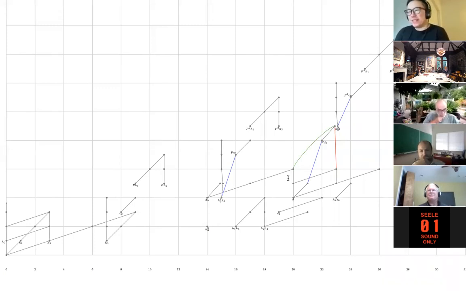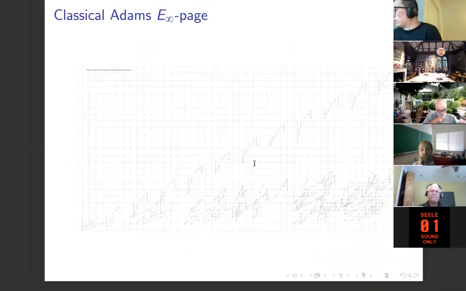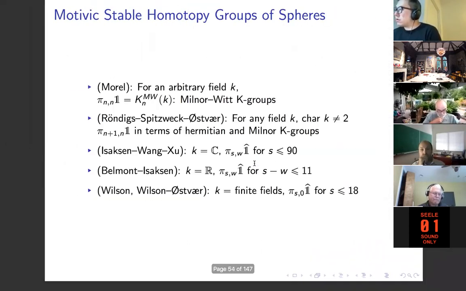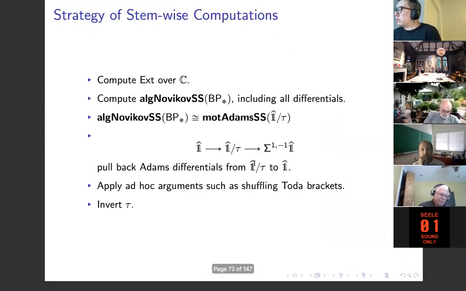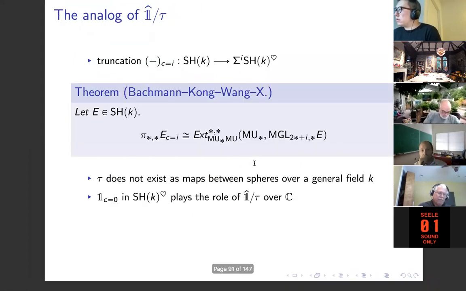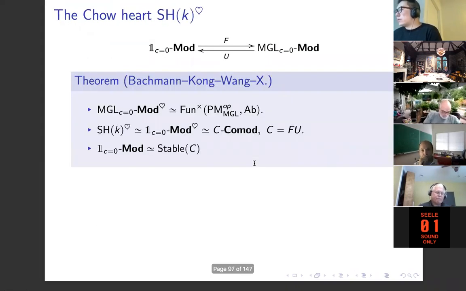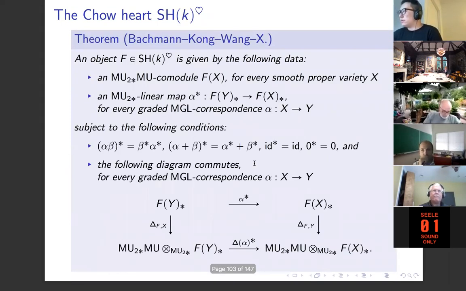But I have a quick question about the structure of the heart. Just to go over: it's built essentially on the category of MGL motives, or MGL_{2*} motives. Is that correct? It starts with that? It starts with PM. No, I meant the other description. Here. There we go.